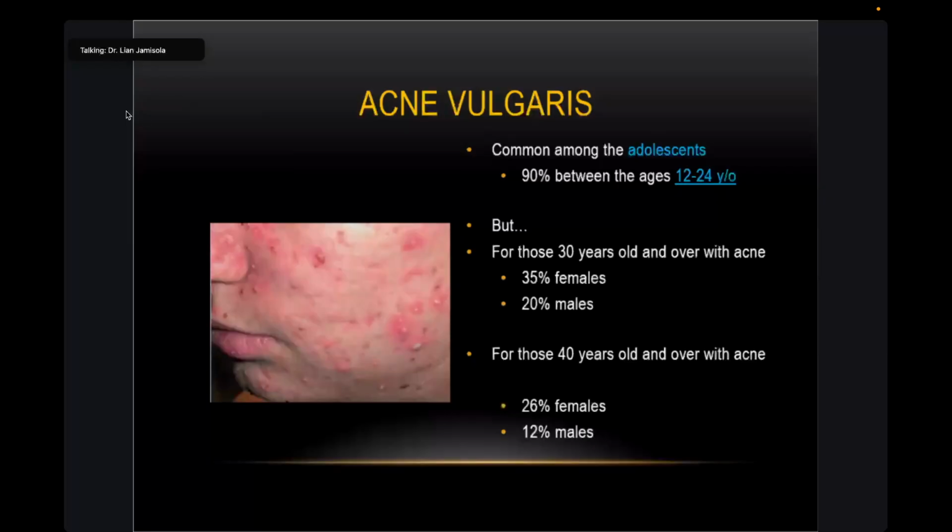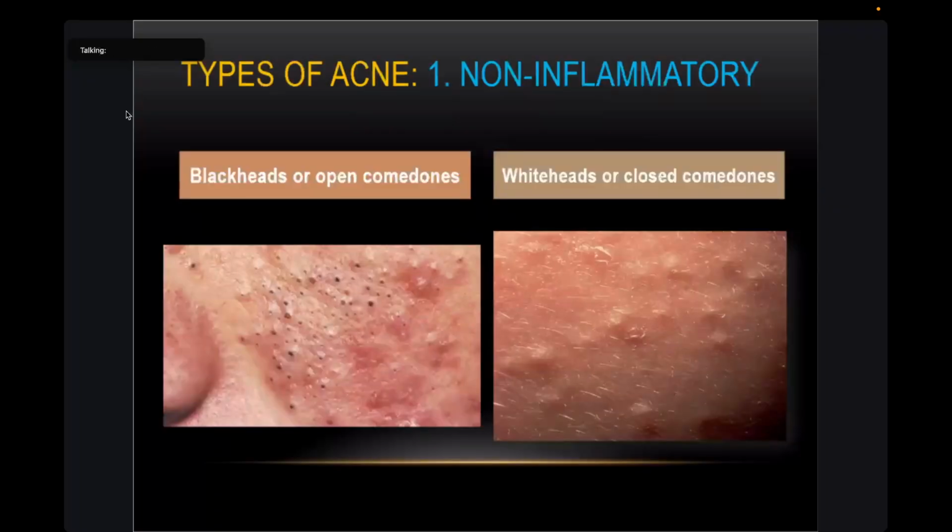Okay, so 35% of women and 20% of men have reported having acne in their 30s, while 26% of women and 12% of men were still affected by their 40s. So up to age 40, pwede pa rin magka-acne. And we have 2 types, the non-inflammatory and inflammatory. So non-inflammatory rather, these are your comedones. So you have the blackheads. Alam ko familiar kayo with that. Kulay itim siya, and your whiteheads.